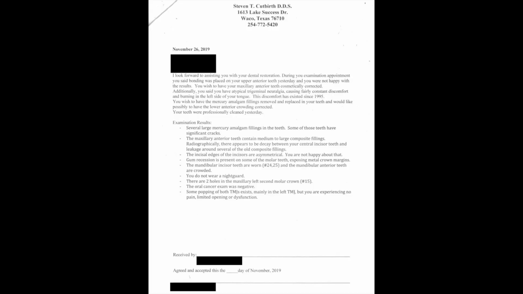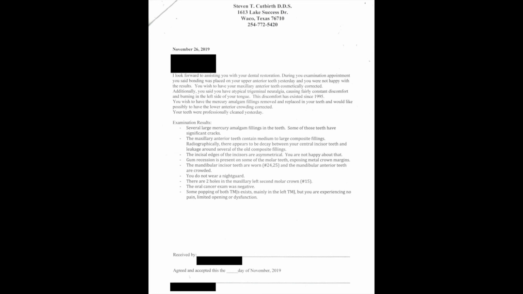You wish to have your maxillary anterior teeth cosmetically corrected. Maxillary, that's my upper. Yeah. Additionally, you said you have atypical trigeminal neuralgia, causing fairly constant discomfort and burning on the left side of your tongue. This discomfort has existed since 1995. Yes. We talked about the Gamma Knife people in Austin. We're referring you there to have them evaluate your trigeminal neuralgia. You wish to have the mercury amalgam fillings removed and replaced in your teeth, and would like possibly to have the lower anterior crowding corrected. Yes. Your teeth were professionally cleaned yesterday at that other dental office.